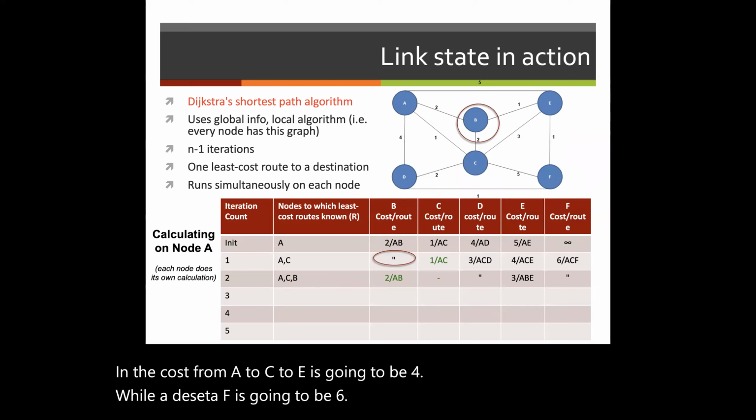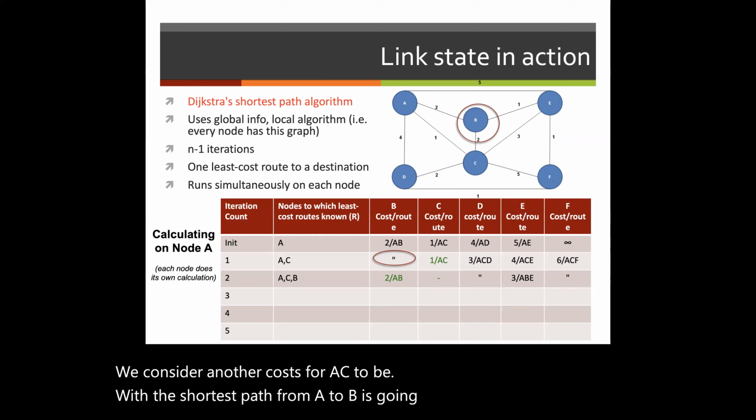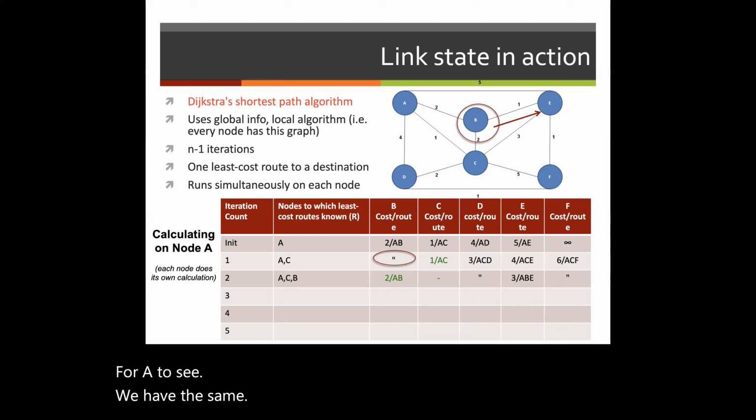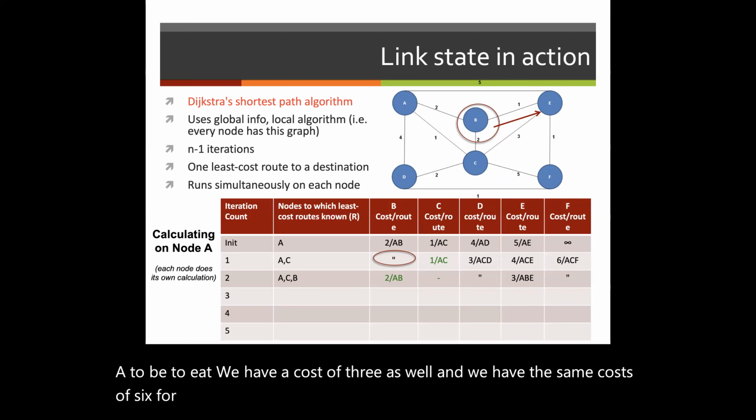We consider another cost for A, C to B. With the shortest path from A to B is going to just be 2 for A to B. For A to C, we have the same. From A to C to D, we have a cost of 3. For A to B to E, we have a cost of 3 as well. And we have the same cost of 6 for A to C to F.